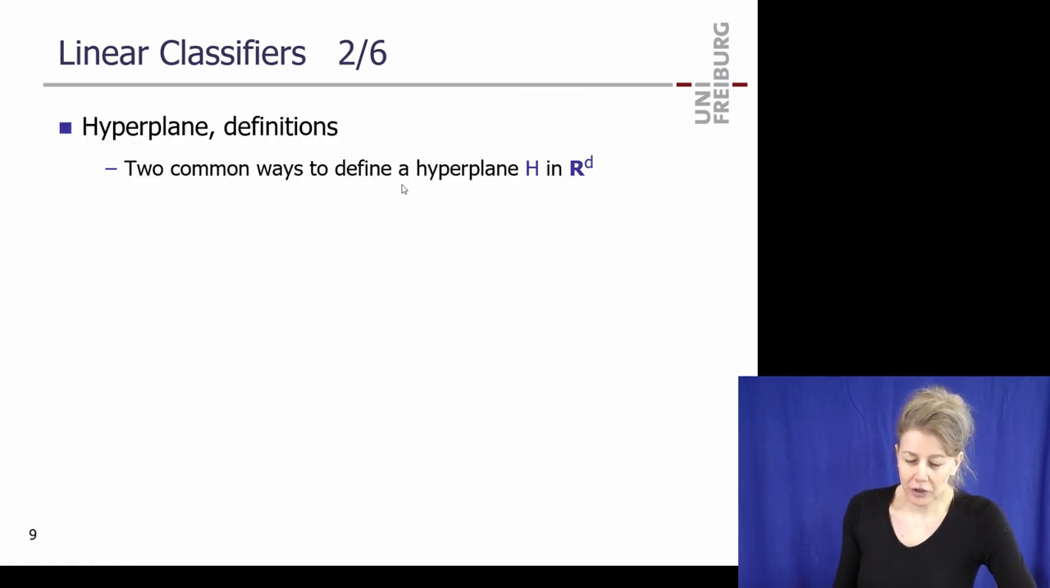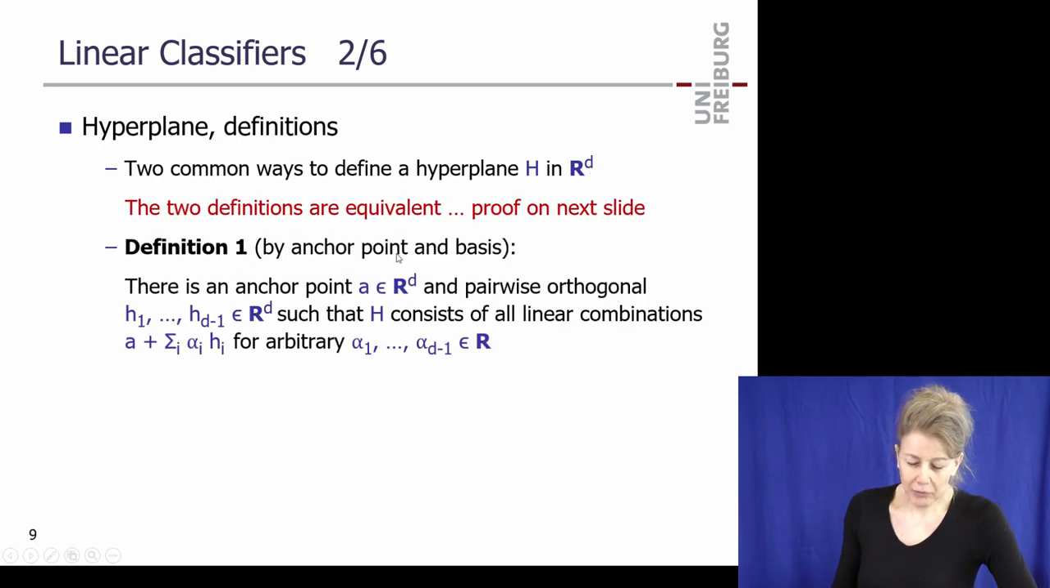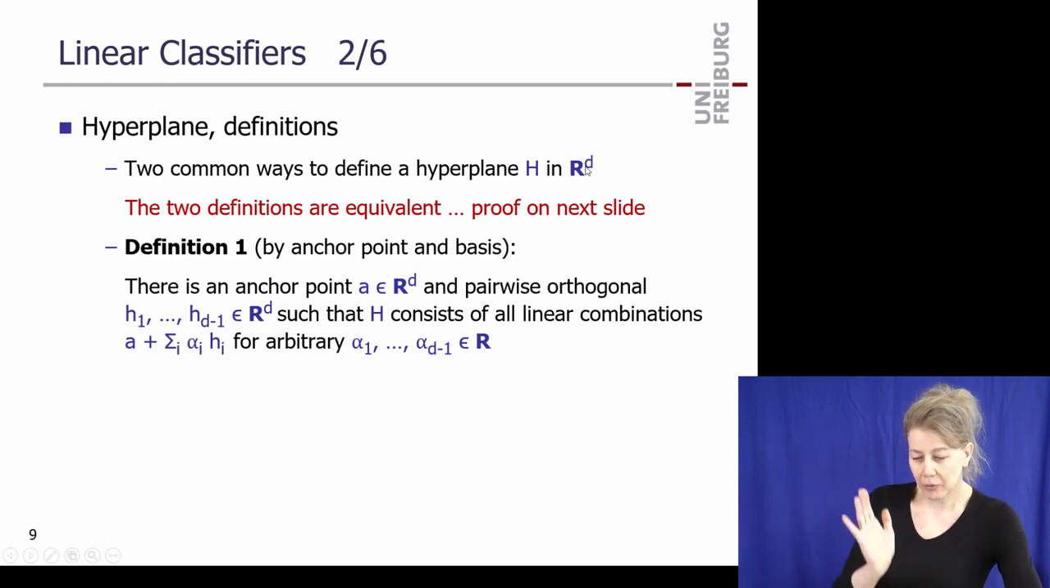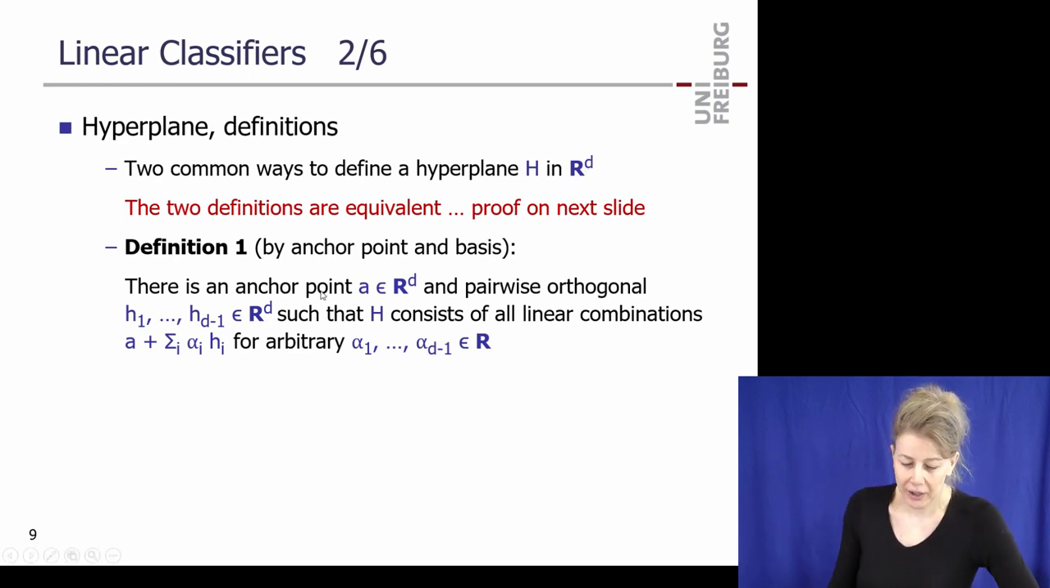Here's a definition of a hyperplane. That's important because it's the basis for everything else. What we have seen was a hyperplane in two dimensions, and a hyperplane in two dimensions is always one dimension less, so a line. Let me draw a picture.